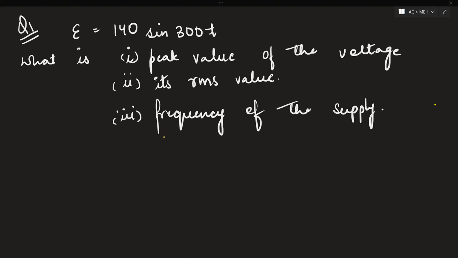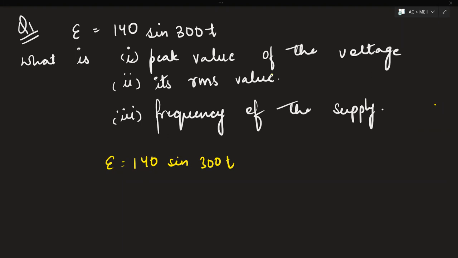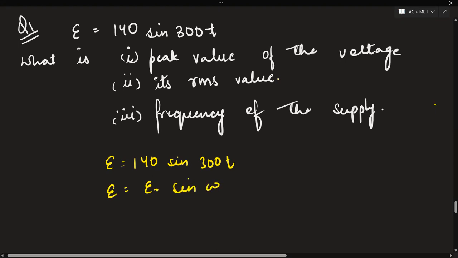See, the equation that is given to you is E is equal to 140 sine 300 t. Now, find the peak value of the voltage, its RMS value, and the frequency of the supply. I've not received any answers. At least try the first part. The first part is very easy, directly given from the formula. Reply to me in the chat box right now. See this equation, compare it with the main equation. The main equation is what? E naught sine omega t.